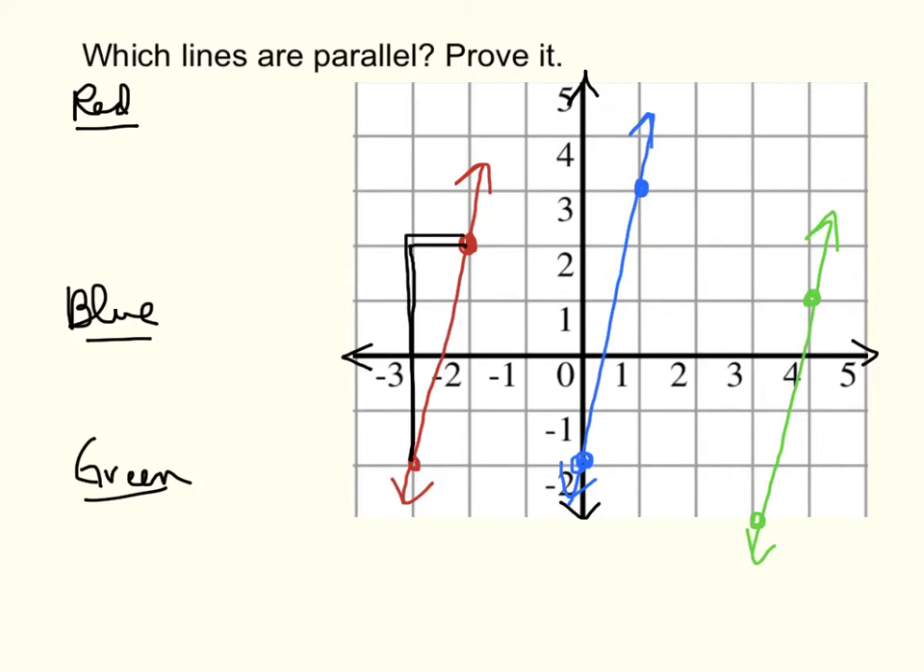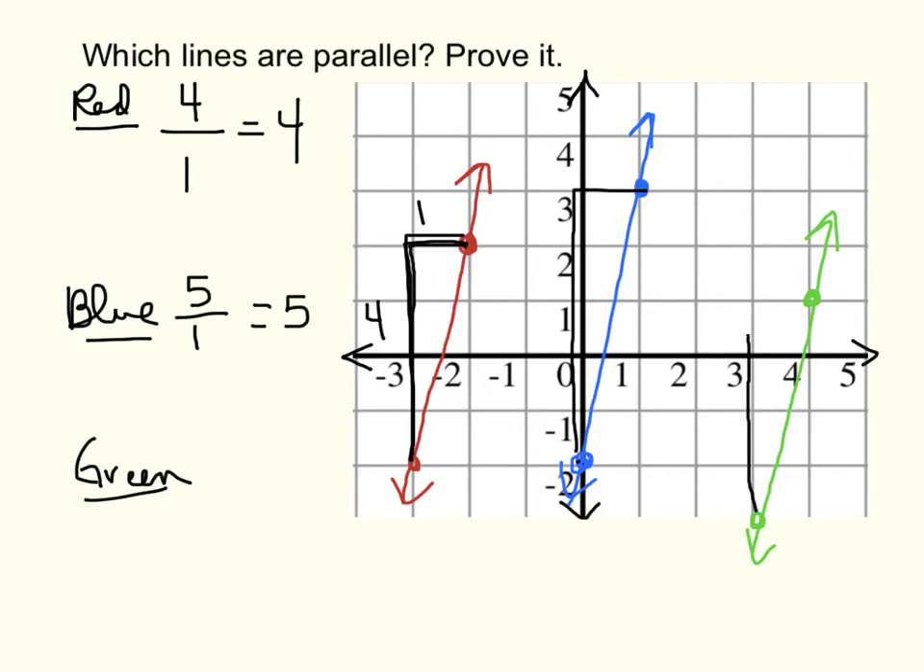So we go up 1, 2, 3, 4 over 1. So up 4 over 1. That means my red line has a slope of 4 over 1. My blue line goes up, let's see, 1, 2, 3, 4, 5 over 1. So my blue line goes up 5 over 1, meaning the slope is 5. My green line goes up 1, 2, 3, 4 over 1. Up 4 over 1 is rise over run. 4 over 1 is 4.